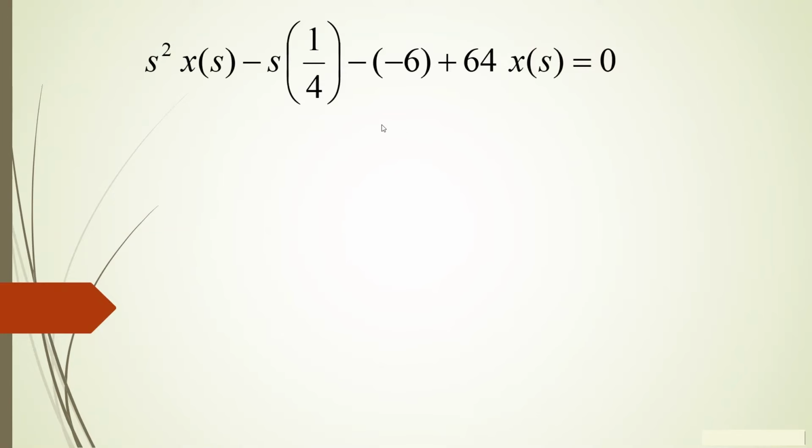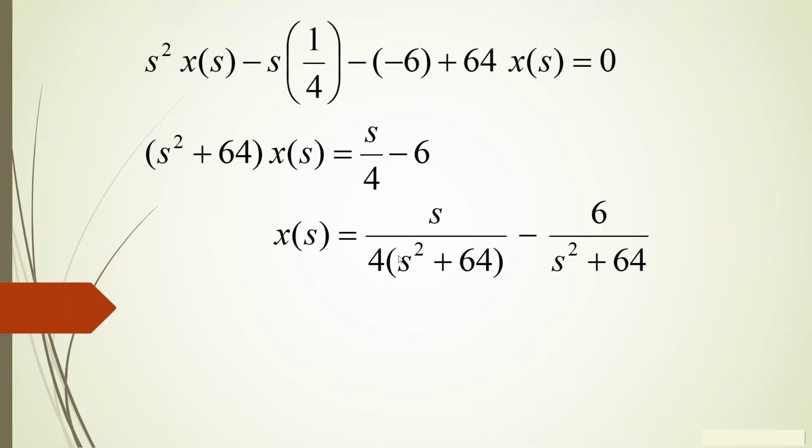So the next step here is to combine X of s. Factor out. You'll end up with s squared plus 64, X of s, is equal to s over 4 minus 6. However, what we want to solve for is the X of s. So you end up with this. Will that be the final answer? No, sir. So what do we do?